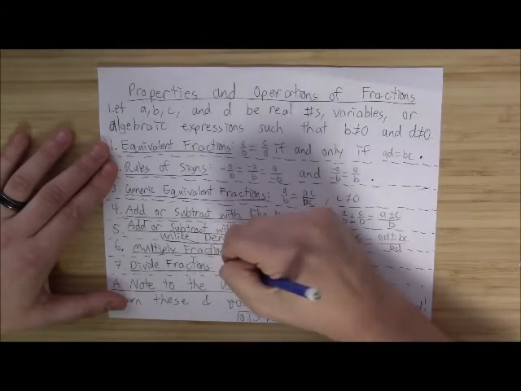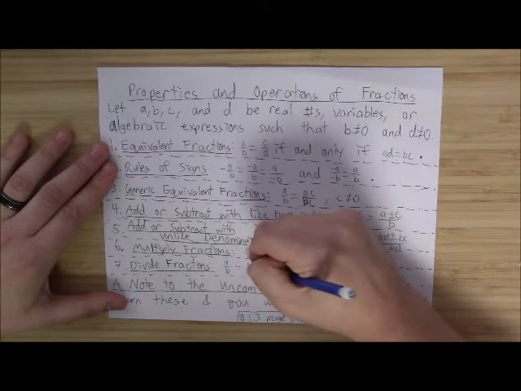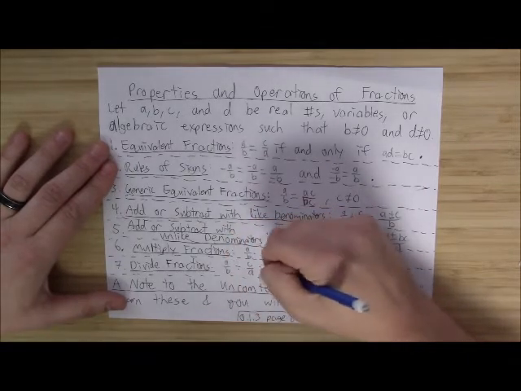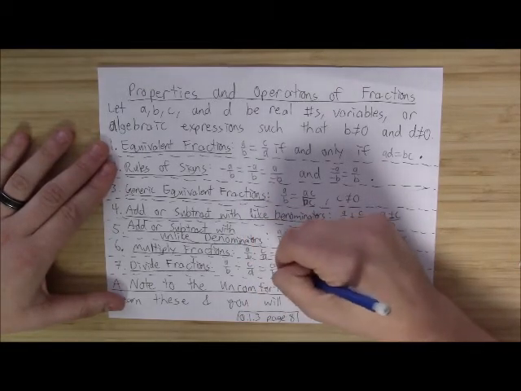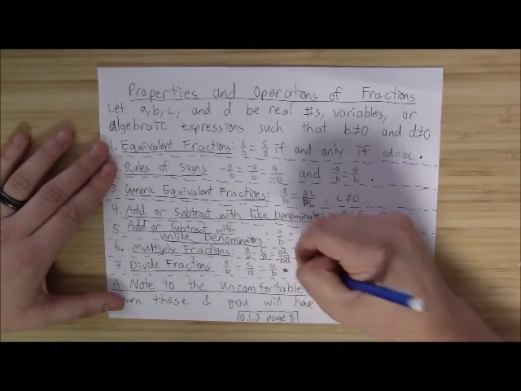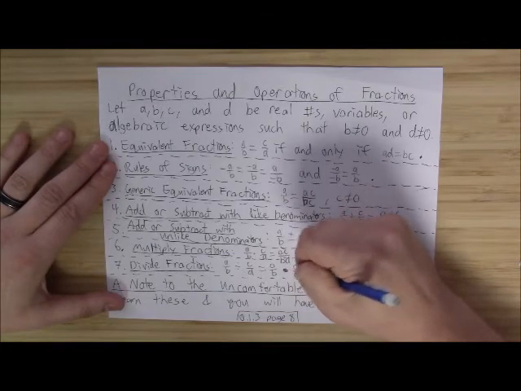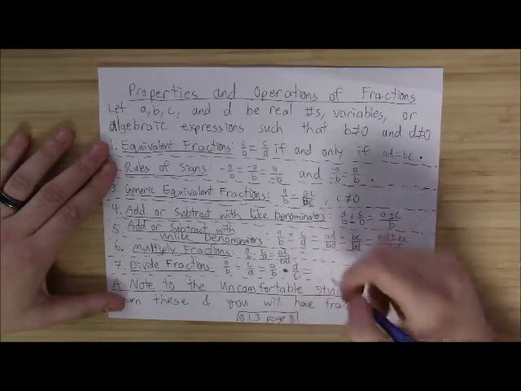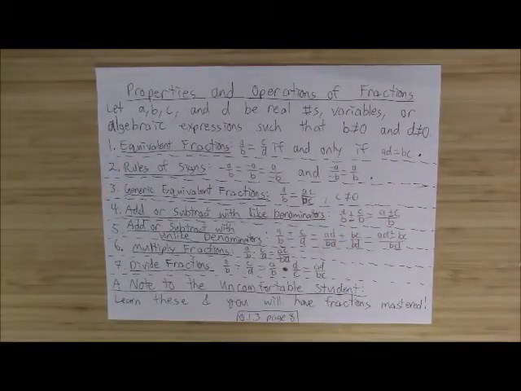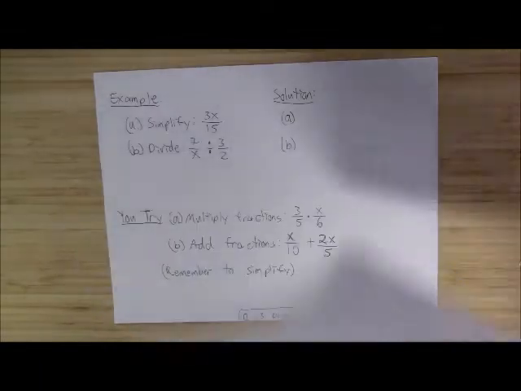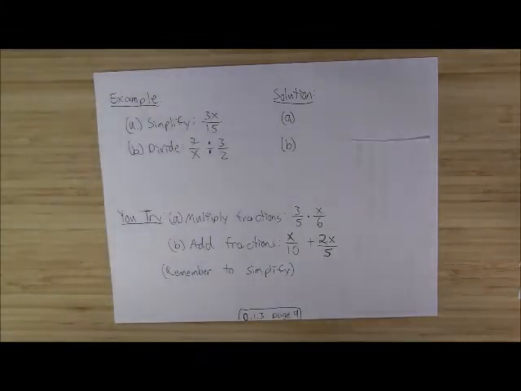So A over B divided by C over D is the same thing as taking A over B and multiplying it by the reciprocal, which is D over C. That is, using the last property, it would be AD over BC. Again, to the uncomfortable student with fractions, if you learn these, I claim you will have fractions mastered in no time. So let's do some examples to show this.